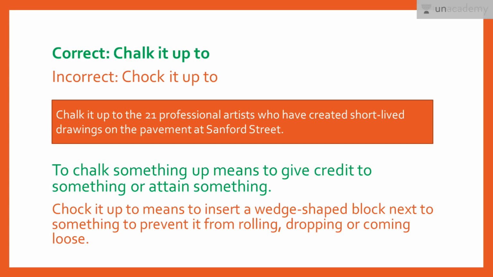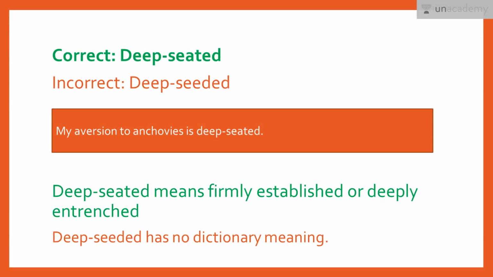Let's take an example. Chalk it up to the 21 professional artists who have created short-lived drawings on the pavement at Sanford Street. We are giving them credit. Now the next phrase is deep-seated, but we often misuse it as deep-seeded. We use a D. Deep-seeded is wrong. We need to use deep-seated. Deep-seated means firmly established or deeply entrenched. Deep-seeded has no dictionary meaning, so deep-seated is the correct phrase.